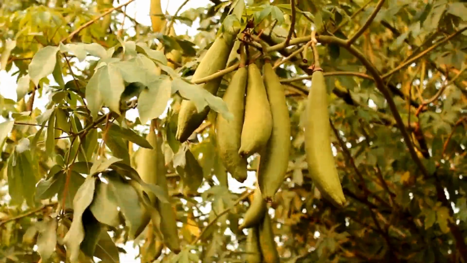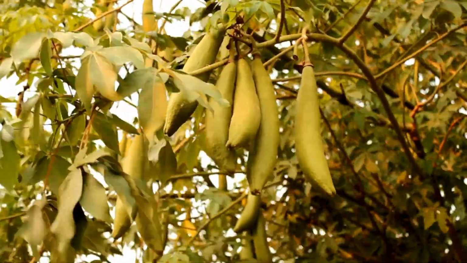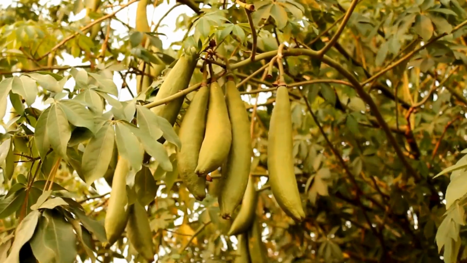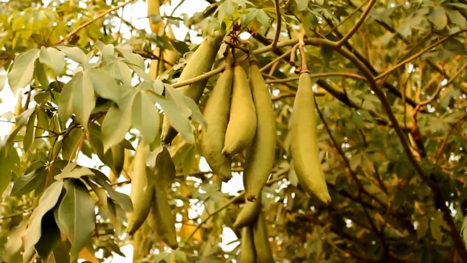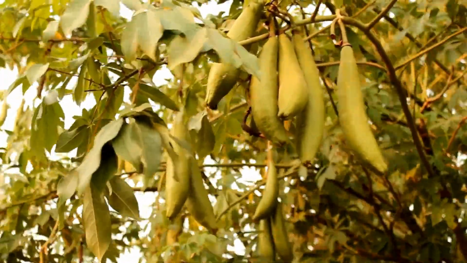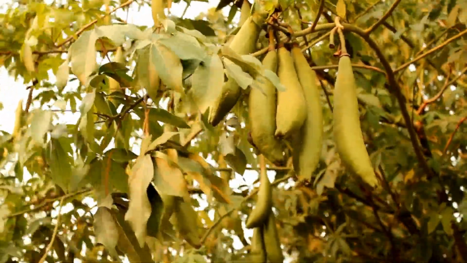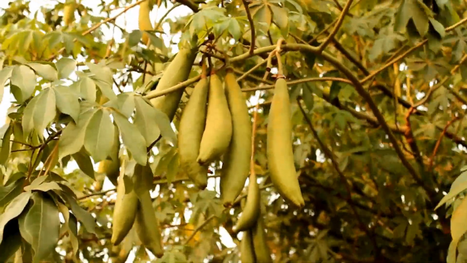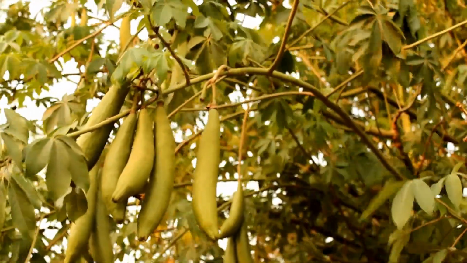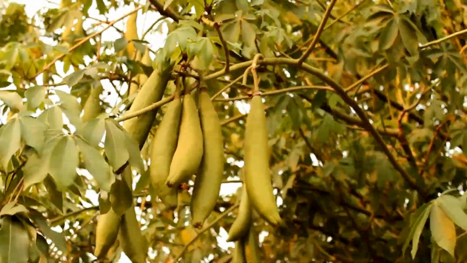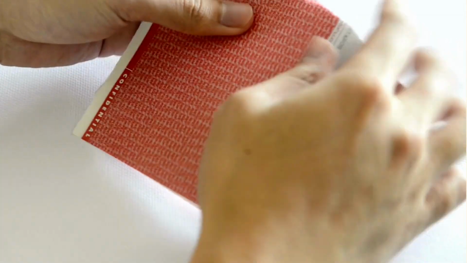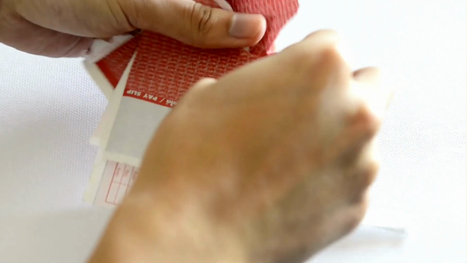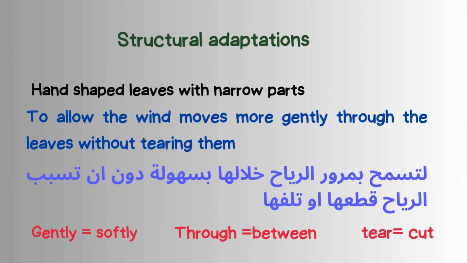So now it's time to know the reason for each one of these adaptations. Yes. As you see here, these are the hand-shaped leaves with narrow parts. What do you see here? Yes, they are moving with the wind, and the wind moves more gently through the leaves without tearing them. What is the meaning of tearing them? As breaking them, okay? So here, the wind moves through the hand-shaped leaves without tearing them.